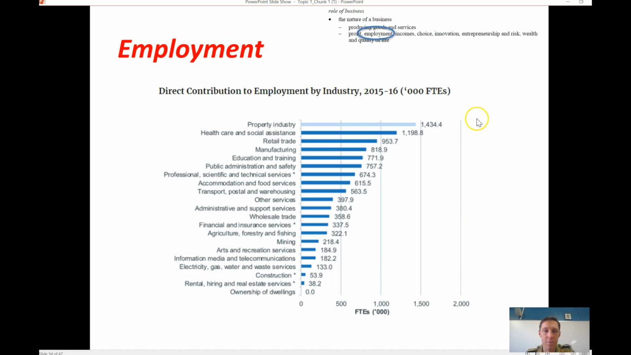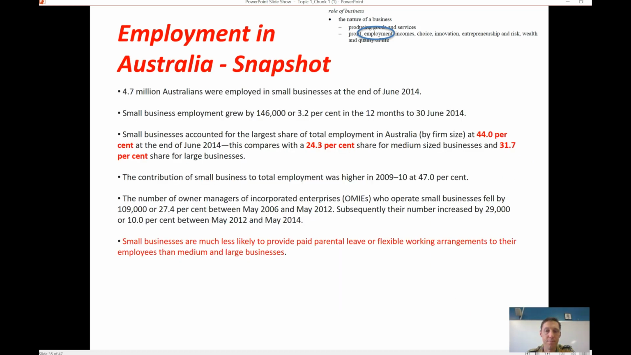Here's another snapshot in terms of where people are largely employed. This is across all sized businesses. You can see that property, healthcare, retail, and manufacturing are the largest four employers of people in Australia.